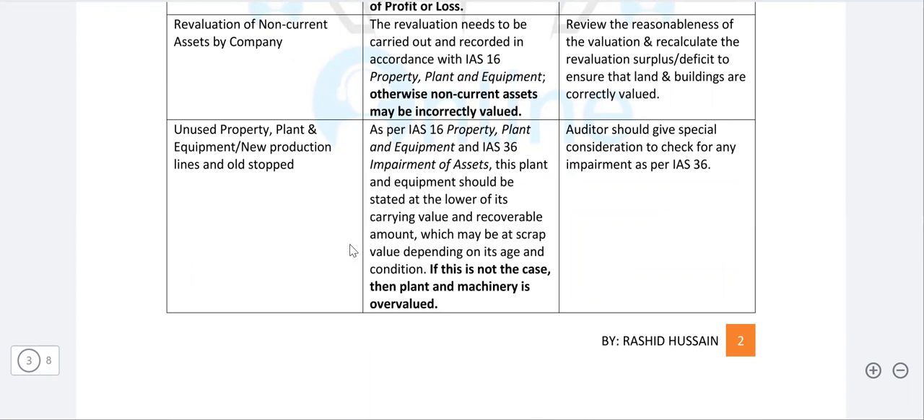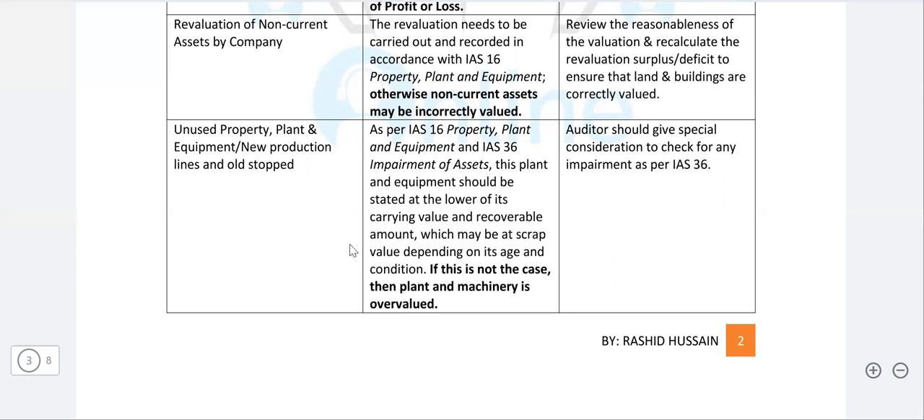Now, this is something related to F7. You already know that. And even this is part of the F3 impairment thing that is being just discussed over there. But in F7, we have a complete standard related to that. We know that assets should be recorded at the lower of its carrying amount and the recoverable value. Now, the carrying amount is a book value. Recoverable amount is the higher of its value in use and the fair value less cost to sell.